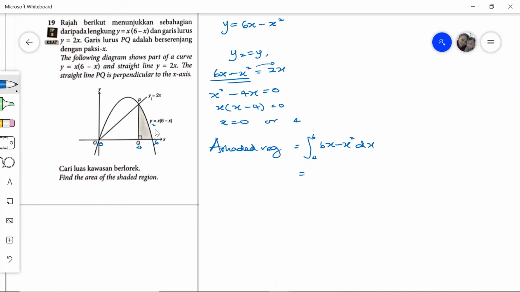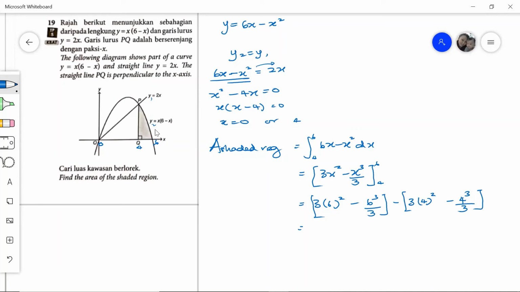So let's integrate this. We will have 3x squared minus x cubed over 3. And from the boundary 4 to 6, let's substitute the value. So 3 times 6 squared minus 6 to the power 3 over 3. And then for the same integrated expression, we substitute 4 in. So 3 times 4 to the power of 2 minus 4 to the power of 3 over 3.